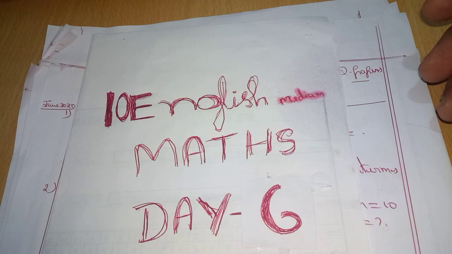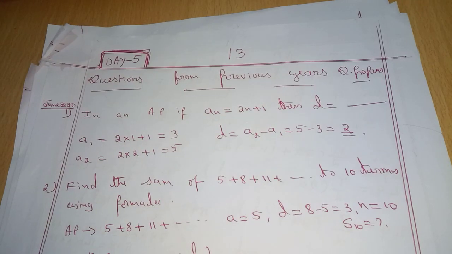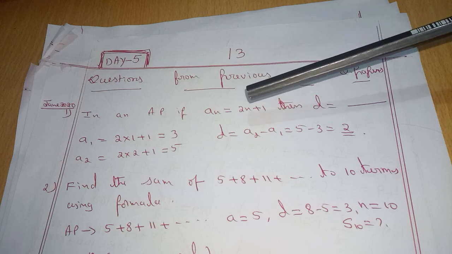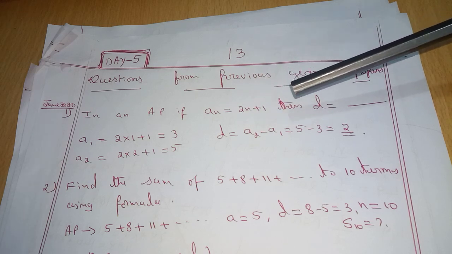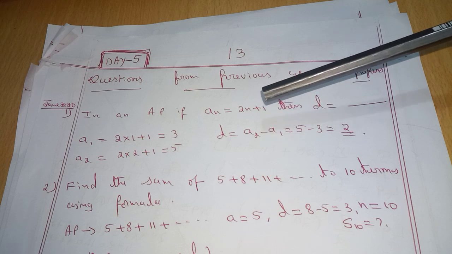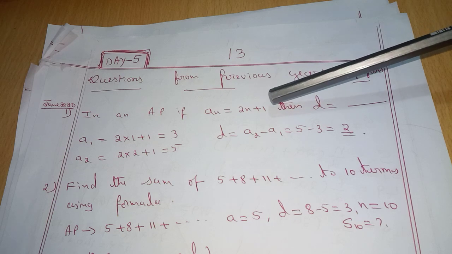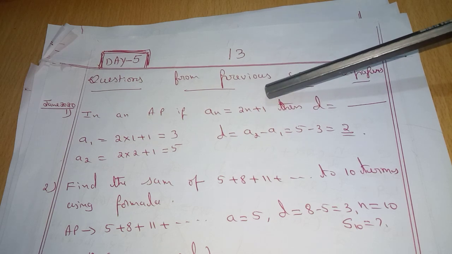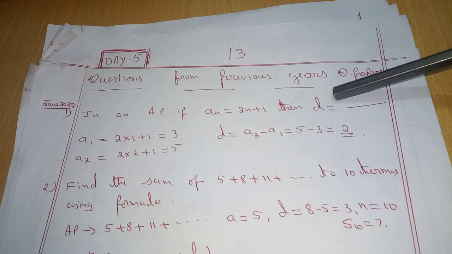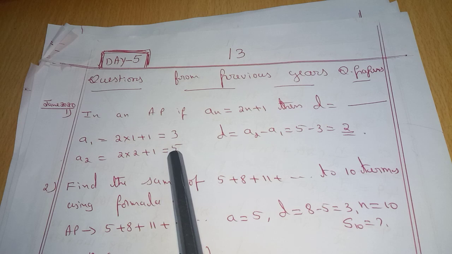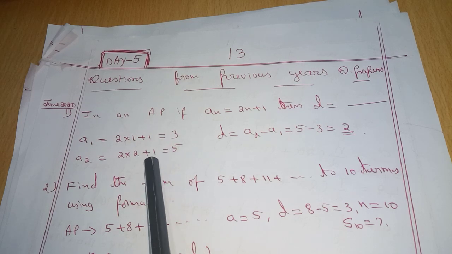Let us look at the sums we solved yesterday. We were solving previous year question papers. First, we found the common difference when the general form of an AP is given. An is equal to 2n minus 1. Find the common difference D. For that, we need any two successive, consecutive terms.